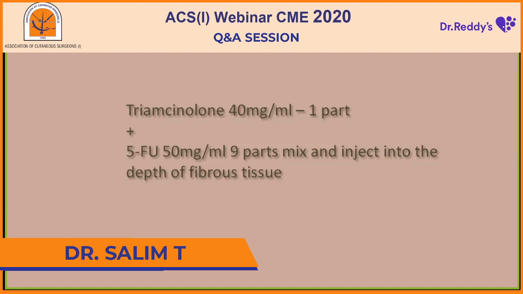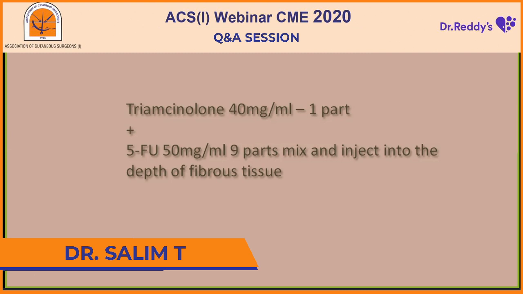When you have intralesional pharmacotherapy, you can either use triamcinolone alone, that is 40 milligram per ml, directly as an intralesional, or you can have a combination of triamcinolone along with 5-fluorouracil. You use around 0.9 ml of 5-fluorouracil, to which one part, that is 0.1 ml of triamcinolone, is added. This is as per the published data.